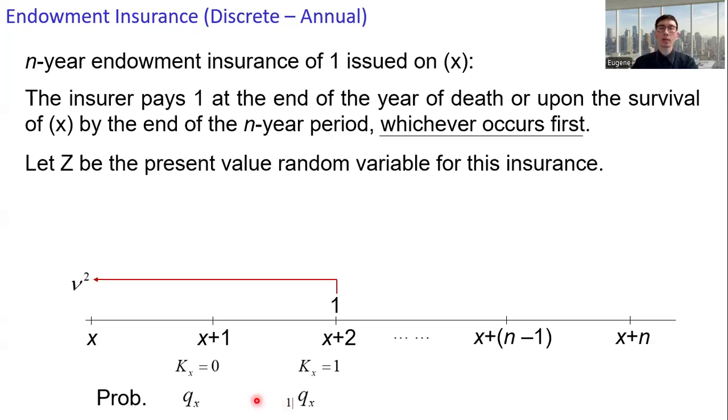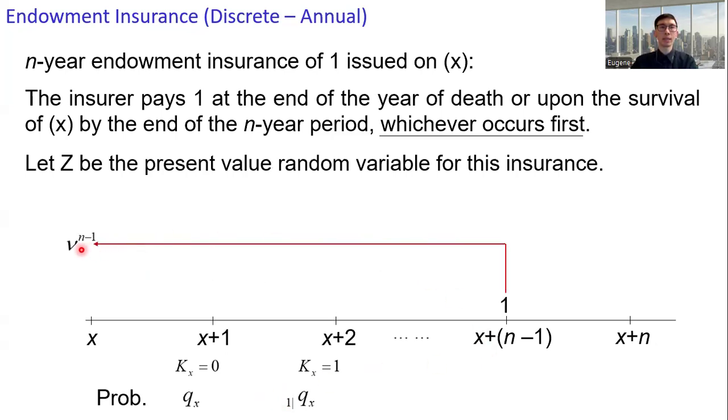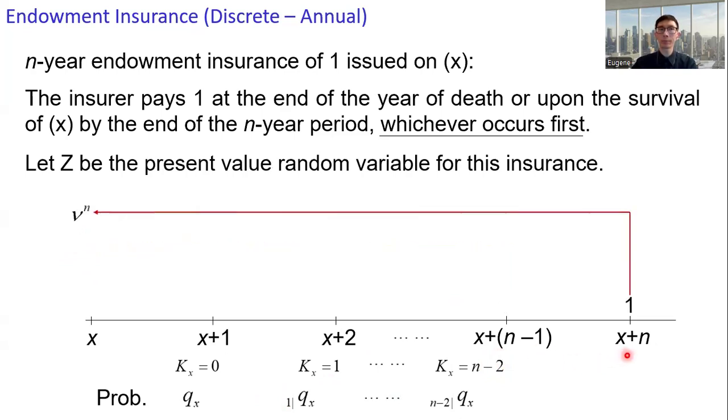If the person dies within the year before reaching age x plus n minus 1, the present value is nu to the power n minus 1. The probability is n minus 2 bar q_x. If the person can survive beyond age x plus n minus 1, then the insurer will definitely need to pay the $1 at time x plus n. The present value is nu^n.